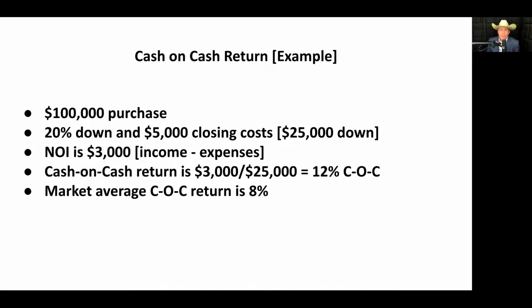So if you had a $100,000 purchase in this case, and you put 20% down, you also have $5,000 that you needed to bring in closing costs. In total, you have $25,000 down. The net operating income of this property, let's just say, is $3,000. That's the income from the property, the rents minus the expenses, what it costs you to run the building. So we're easily able to calculate the cash on cash return. It's $3,000 divided by the $25,000, or a 12% cash on cash return. Just to note, the average in today's market is around 8%.